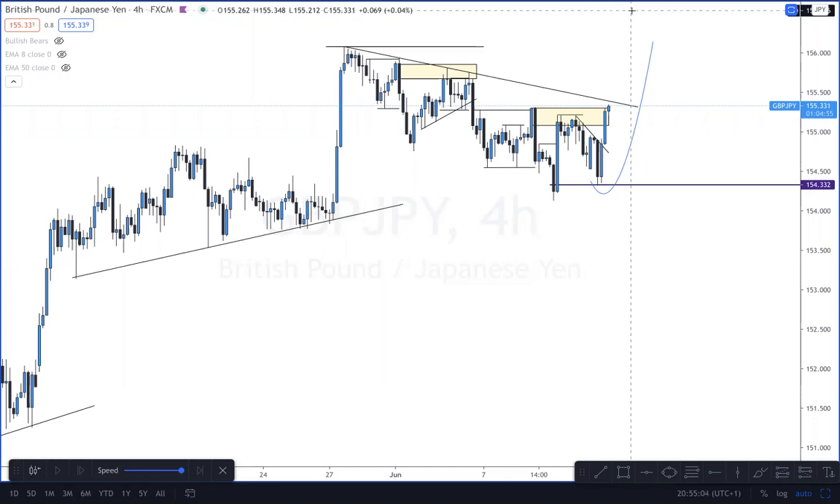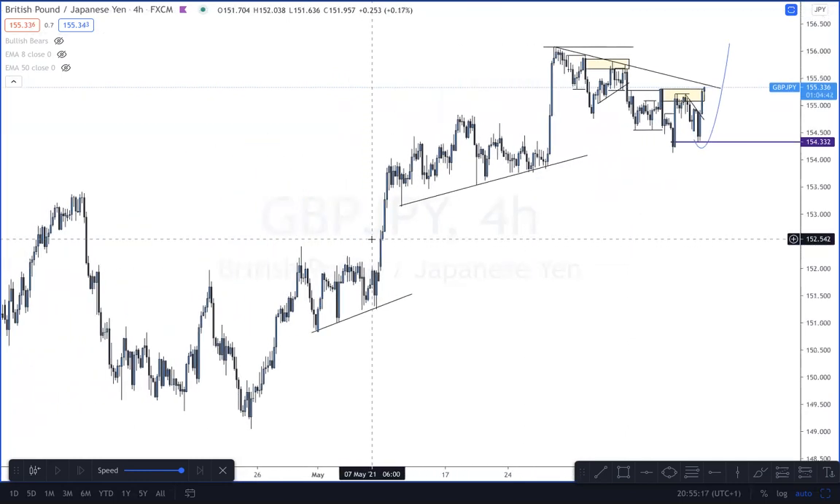I'm going to start with British pound and Japanese yen today, then I'll head towards Euro Japanese yen. First and foremost, you have to understand the kind of structure you're in and what price was really doing prior to today.